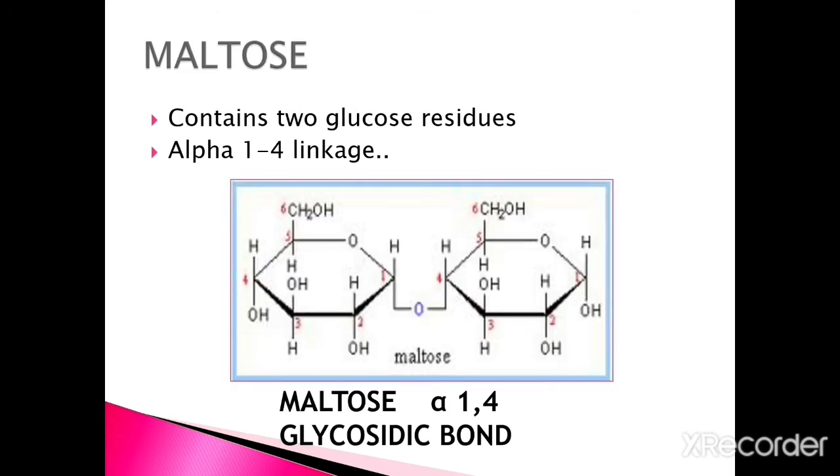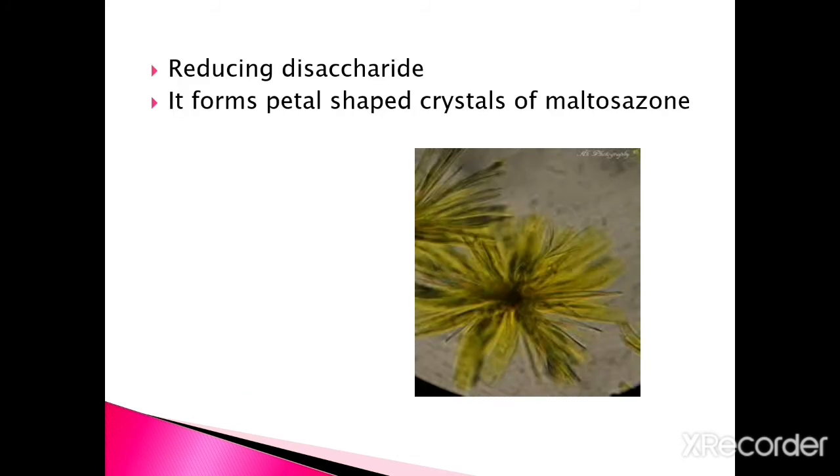Maltose is an example of a reducing disaccharide. Maltose is made up of 2 glucose units. What are the monosaccharides of maltose? It is made up of 2 glucose residues. And which linkage is present? These 2 glucose residues are connected together by an alpha 1,4 linkage. The linkage and the components are important. Maltose is made up of 2 glucose residues connected together by an alpha 1,4 linkage. It is a reducing disaccharide and it forms petal shaped crystals of maltosazone.